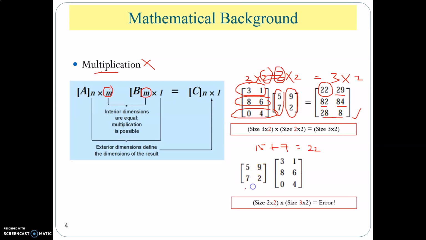In this case, we have the size of the matrix here 2 times 2. The size of the matrix here is 3 times 2. So you see the interior dimensions are not the same. Therefore, we cannot perform matrix multiplication. If you multiply between them, you will obtain an error.